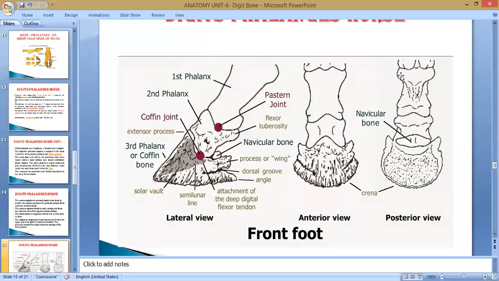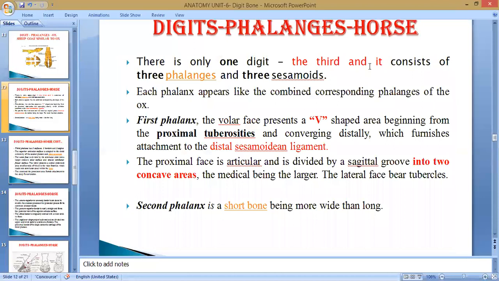And the other sentence was: the volar surface or plantar surface, posteriorly, has a V-shaped area, which we have already discussed in the theory. Proximally, not throughout the length, it has two tubercles, but the lateral one is well developed, this is the lateral tubercle, forming a V-shaped area. So we have discussed here, there is one digit, the third, which is the main developed one, containing three phalanges, and each phalanx is combined with the others.